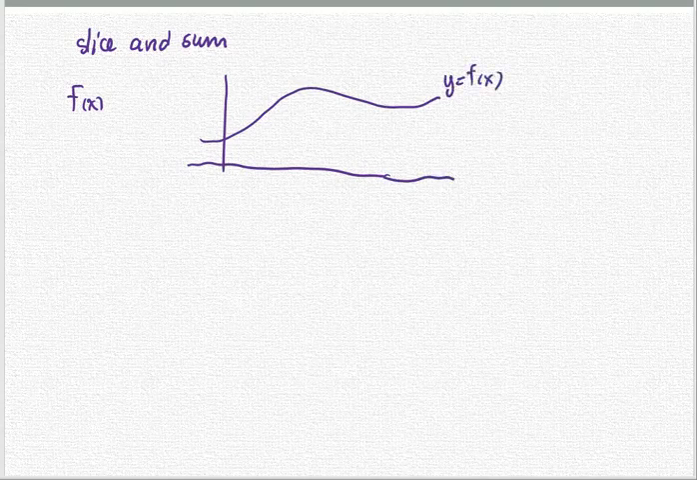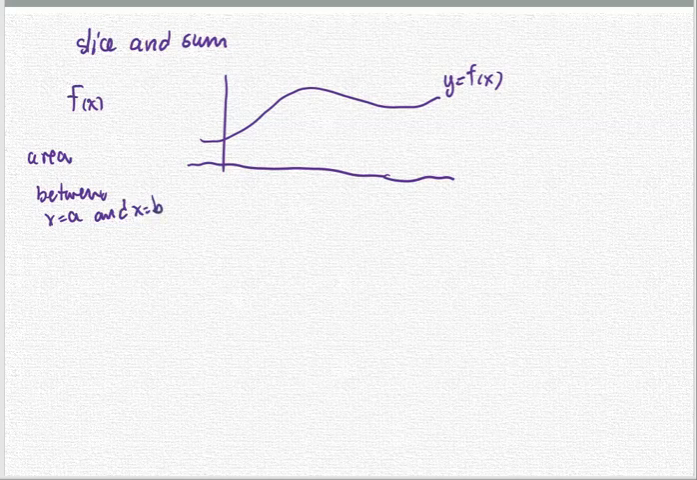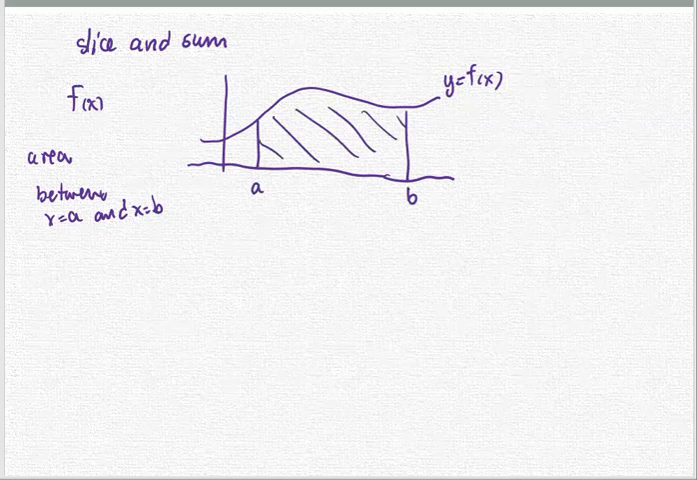And slice and sum, that means if we have the function and we're gonna find or approximate the area between x equals a and x equals b. So we're gonna make a bound. So from here is a and stop at b. So our goal is to approximate the area under the curve.